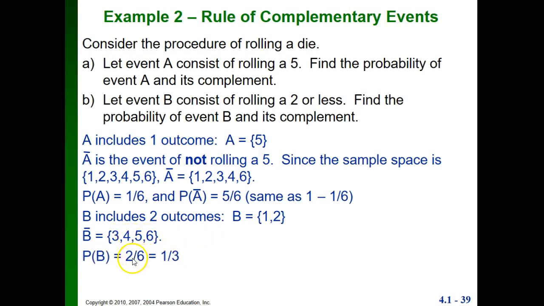The probability of B, since there were 2 simple events in this event, would be 2 out of 6, which would simplify to 1/3. The probability of B complement would be 1 minus this, so 1 minus 1/3 would equal 2/3. We could also get that answer by looking at how many simple events are in B complement. There are 4 out of the 6 in the sample space. 4/6 would simplify to 2/3.